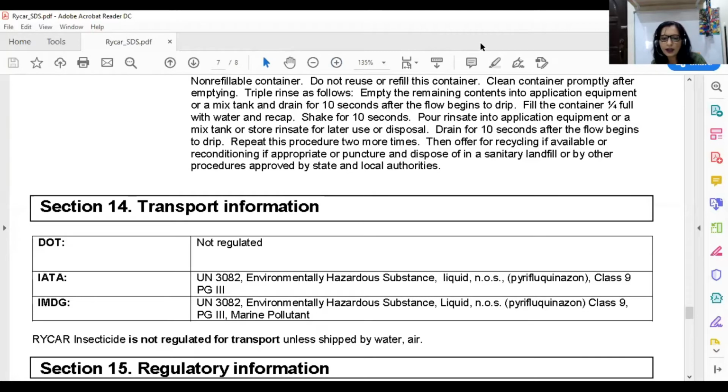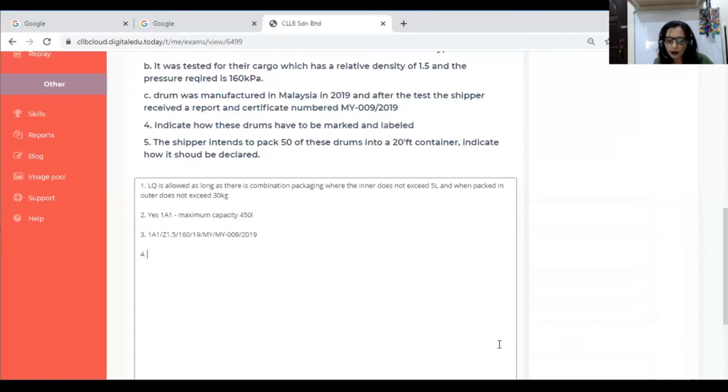So which means that when you have to indicate the marks and labels in this sense, you don't need to draw, right? You just put the marks. So usually marks will be the UN number and the PSN. So the PSN is environmentally hazardous substances, liquid, NOS, and then in brackets it's that strange name.